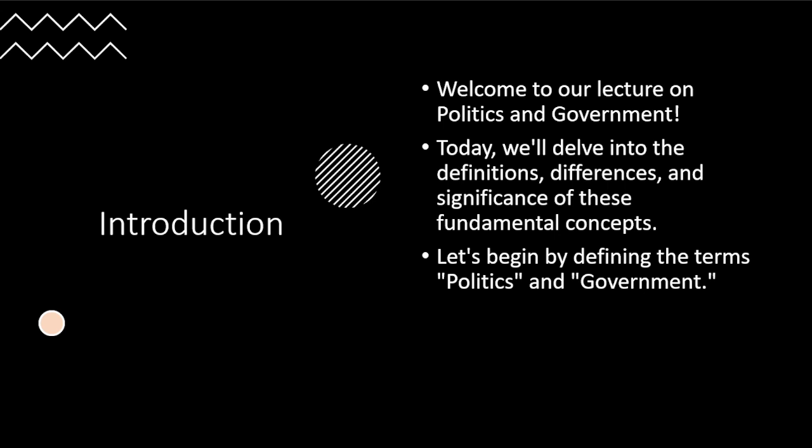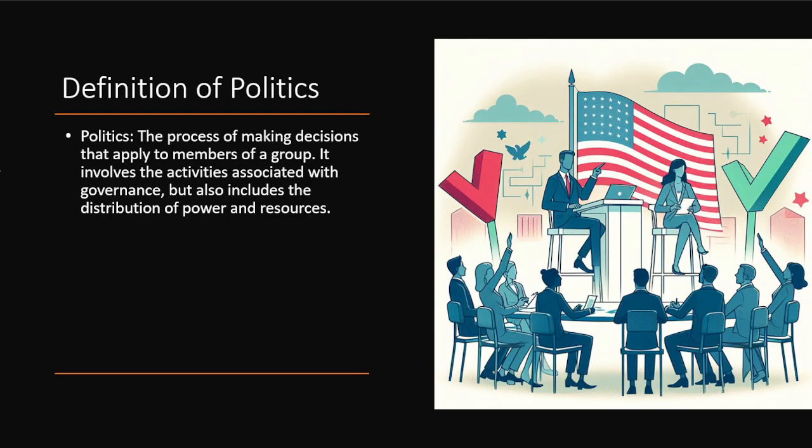So let's begin by looking at the definition of what politics is. As I have here, the definition of politics according to this lecture slide: politics is the process of making decisions that apply to members of a group. It involves activities associated with governance, but also includes the distribution of powers and resources. So here we see politics as activities that are associated with governance, and we haven't talked about governance yet. We will be talking about governance in the later part of this video.